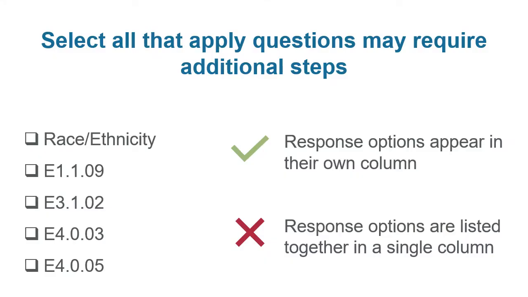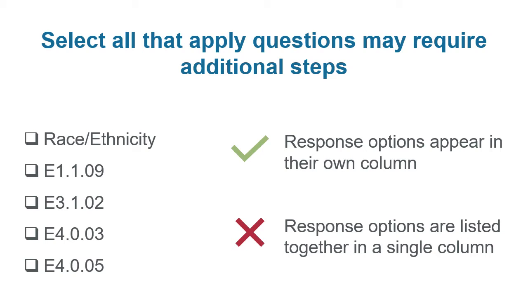There are a couple of question types that are common to survey raw data that I want to highlight for you. The first is questions that are select all that apply. For mode, this includes the questions on race and ethnicity and the survey questions for indicators E1.1.09, E3.1.02, E4.0.03, and E4.0.05. When you export your survey data for these questions, it should be formatted in one of two ways.